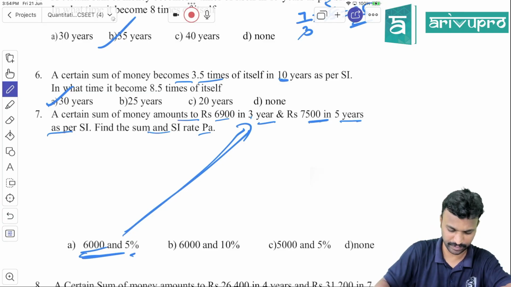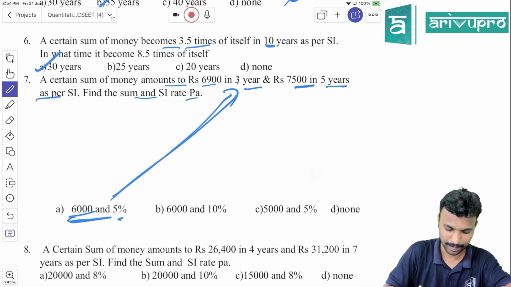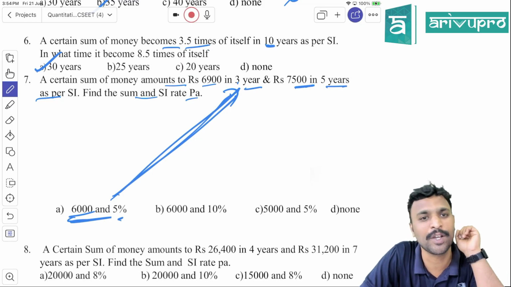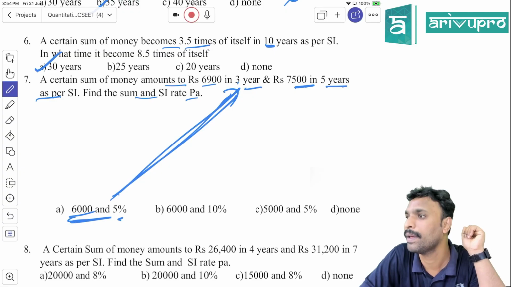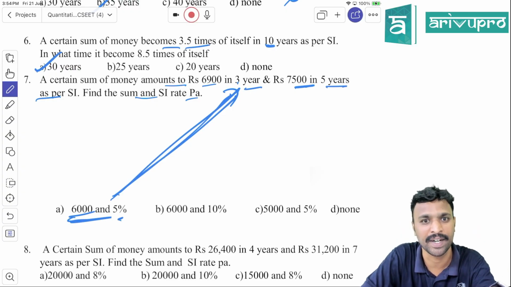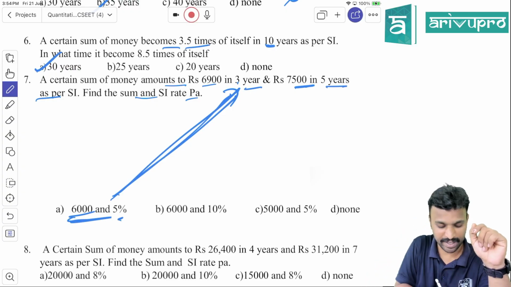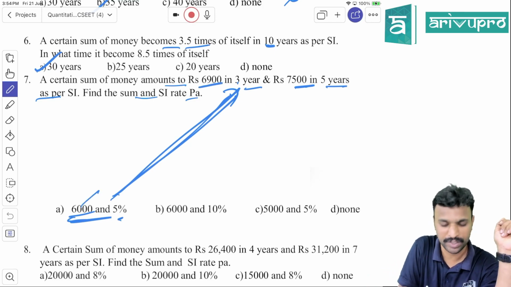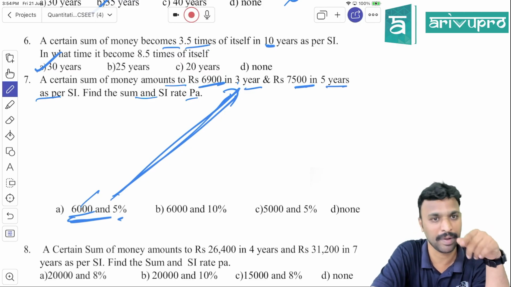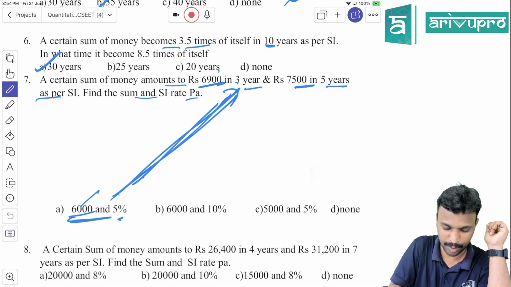5%. Oh, is it 15%, right? No, it's 15%. 5 into 3 is 15%. 15% on 6,000 is how much? 900 only. 10% of 6,000 is 600, 5% is 300, so 900 comes. So add 900 and 6,900 will come. So this amount matches. The principal and rate of interest are given in the option. I hit the option, and now the first amount is satisfied.